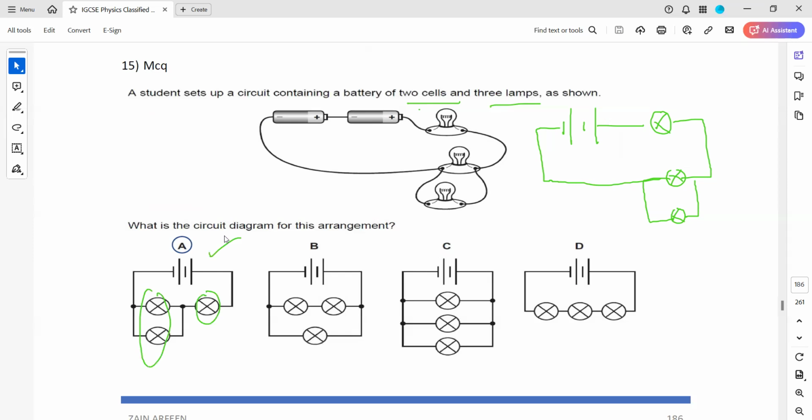Is it clear? So these two lamps are in parallel and next to that a series lamp is there. So this is the same circuit as this one. Any doubt in this? No.